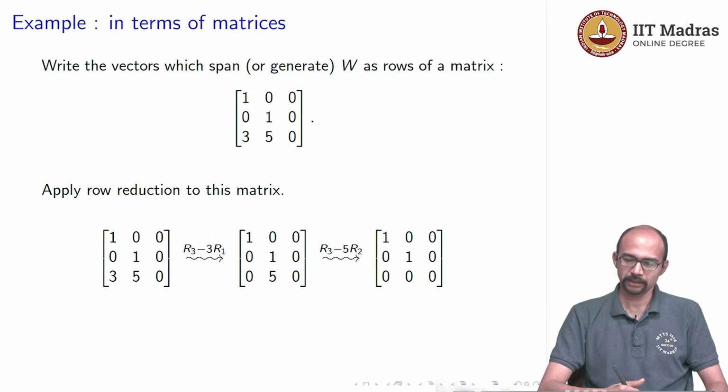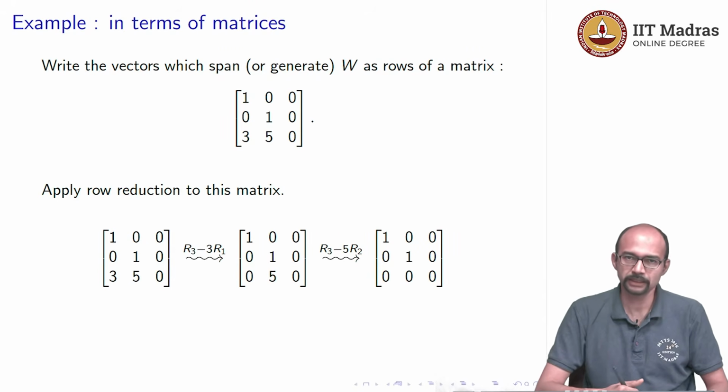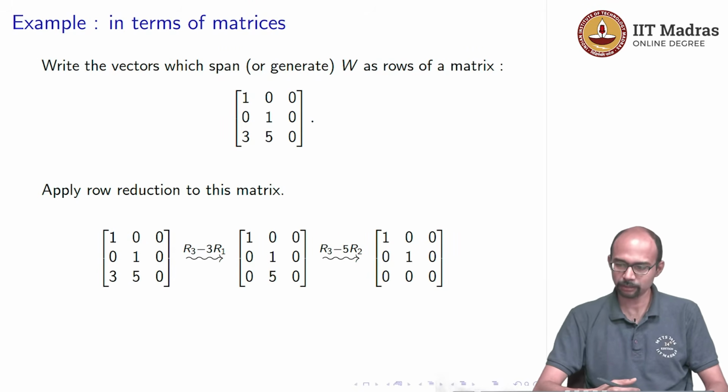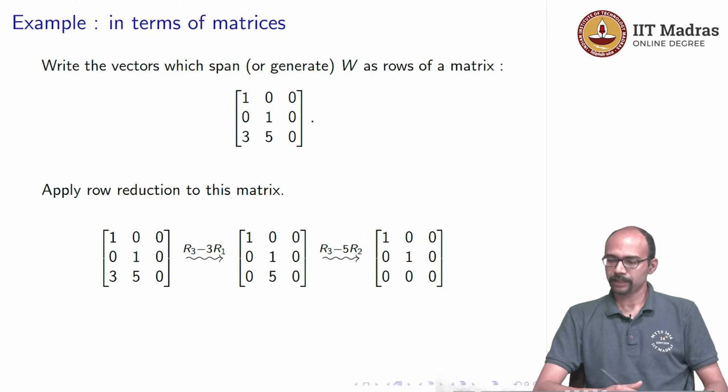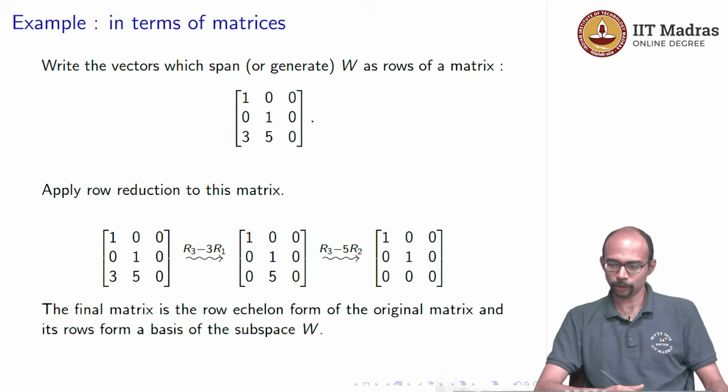So, if we do that, this is a very easy row reduction. It is written here, but I suggest you quickly check this. You subtract 3 times the first row from the third row, and you subtract 5 times the second row from the third row, and what you get is the last matrix, which is in reduced row echelon form. So, we get the matrix 1 0 0, 0 1 0 and 0 0 0.